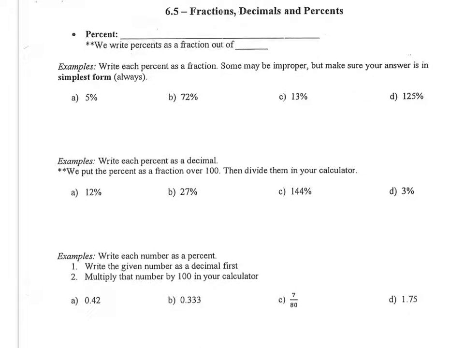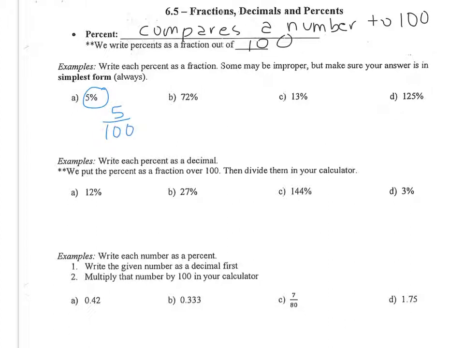A percent compares a number to 100. So we write percents as a fraction out of 100. Your denominator is always going to be out of 100. So write each percent as a fraction. Some may be improper, but make sure your answer is in simplest form, just like we've always been doing fractions. So with the percent, you always write it out of 100, and then you reduce it.